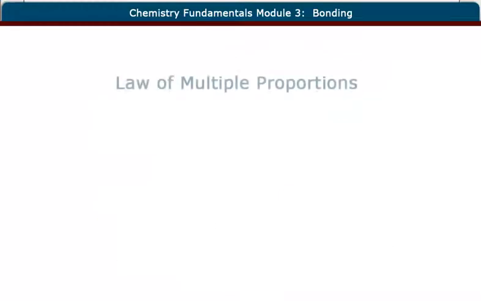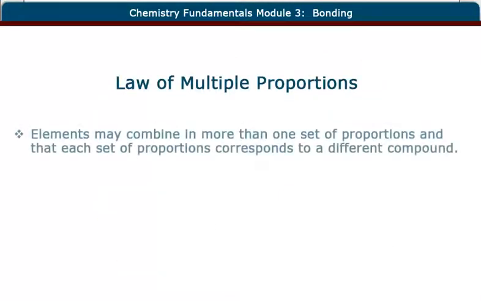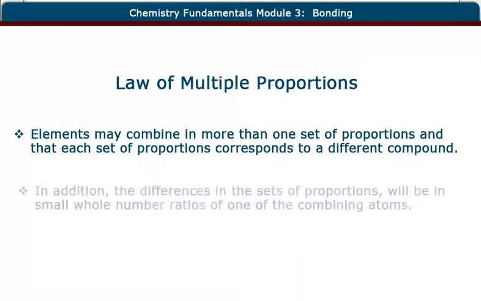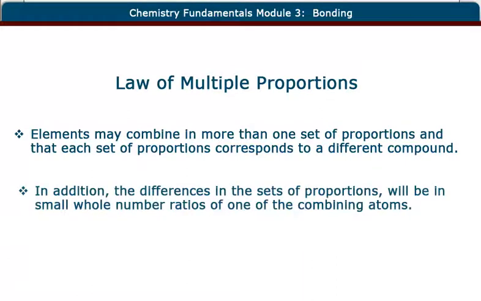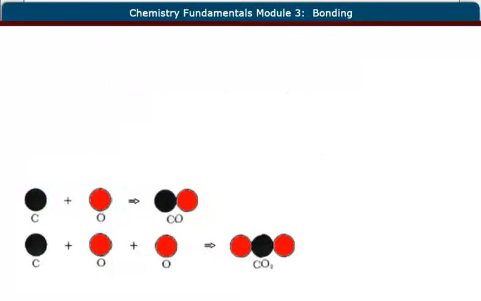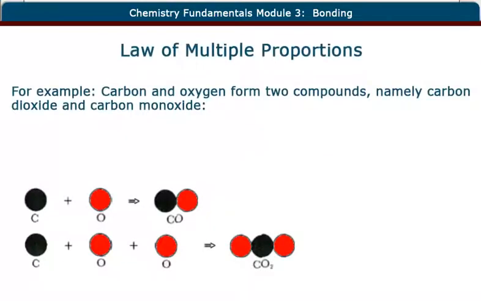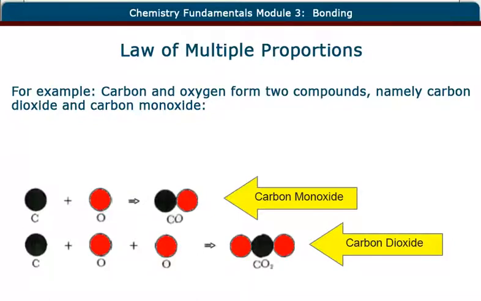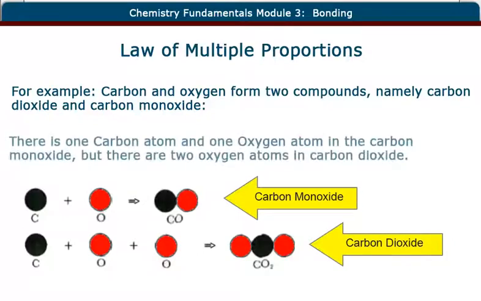The law of multiple proportions states that elements may combine in more than one set of proportions and that each set of proportions corresponds to a different compound. In addition, the differences in the sets of proportions will be in small whole number ratios of one of the combining atoms. For example, carbon and oxygen form 2 compounds, namely carbon dioxide and carbon monoxide. Note there is 1 carbon atom and 1 oxygen atom in the carbon monoxide, but there are 2 oxygen atoms in carbon dioxide.